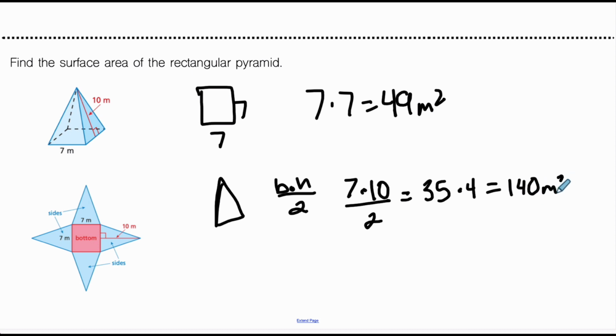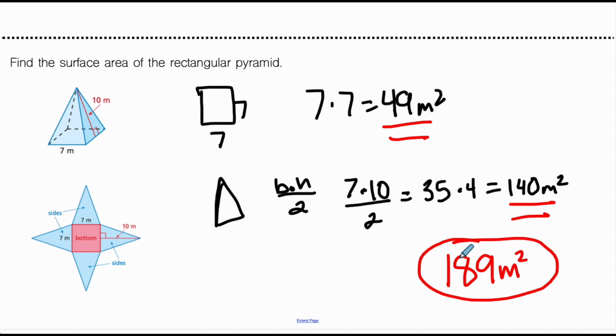140 square meters. And you're not done quite yet because you need to add this and this. That's 1 base and 4 faces, and that's going to give you a grand total of 189 square meters as your surface area for this square or rectangular pyramid, whatever you want to call it.